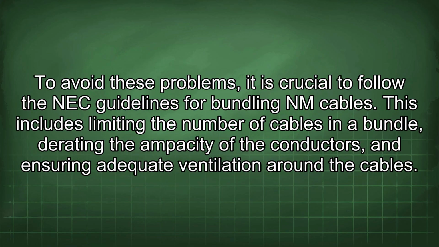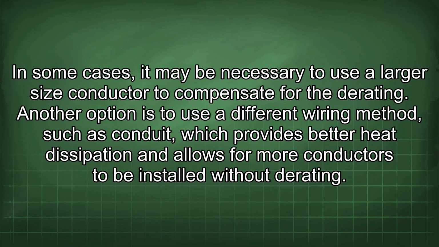To avoid these problems, it is crucial to follow the NEC guidelines for bundling NM cables. This includes limiting the number of cables in a bundle, derating the ampacity of the conductors, and ensuring adequate ventilation around the cables. In some cases, it may be necessary to use a larger size conductor to compensate for the derating. Another option is to use a different wiring method, such as conduit, which provides better heat dissipation and allows for more conductors to be installed without derating.